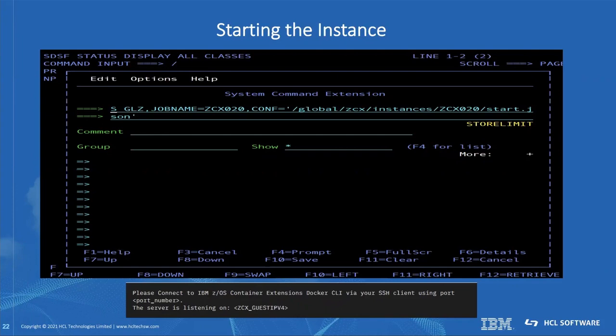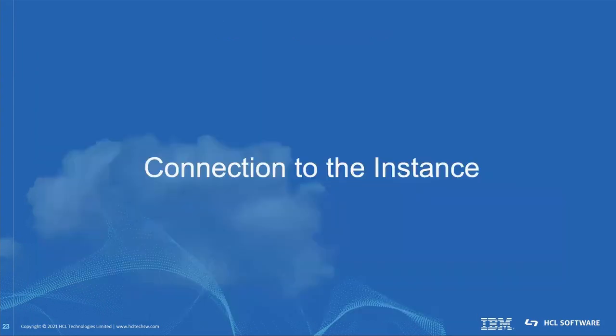And you will get some information, these messages in the log, giving you the SSH client port number to connect to the z/OS container extension, and also the IP address on which the server is listening. So in this way, you have started the zCX instance.